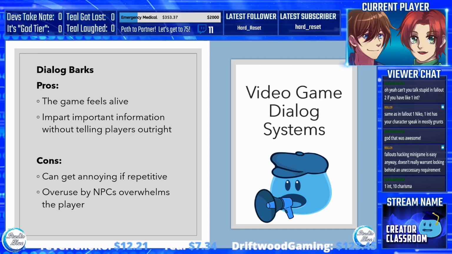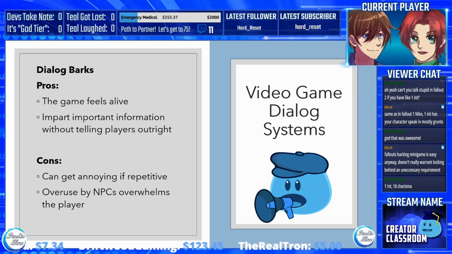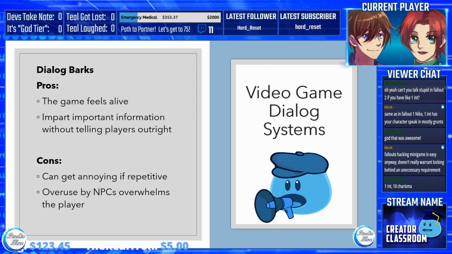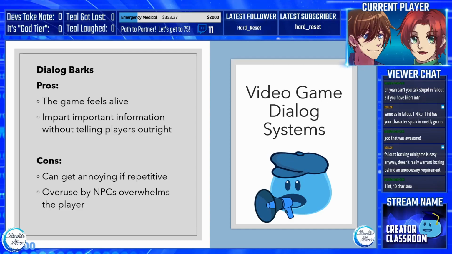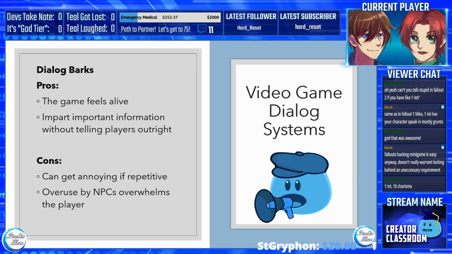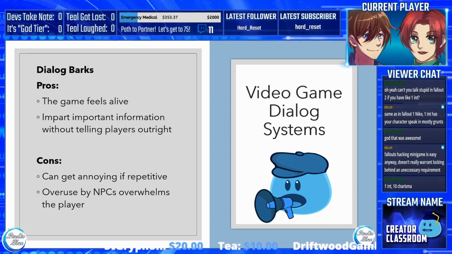What we got? Dialogue barks. That's when a character speaks a line of dialogue without any direct action required from the player. They can come from the main character or from NPCs. They can also be triggered by specific events taking place or be totally random. For example, a dialogue bark would be an NPC's angry response when the PC bumps into them.